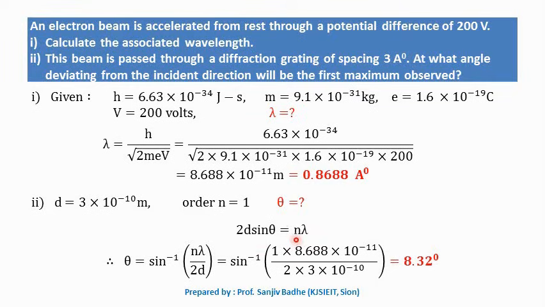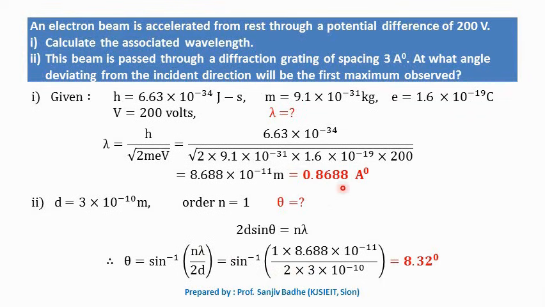Here the order of maximum is 1, first order maximum. So we will substitute this n equal to 1 here, and we are asked to find out the angle at which the maximum is obtained. So theta we want to find out. We can write the relation for theta as sin inverse of n lambda upon 2d. n is equal to 1, so it will become sin inverse of lambda upon 2d.